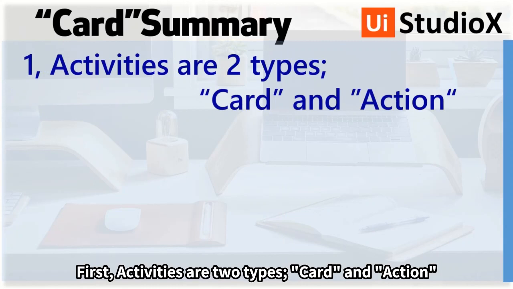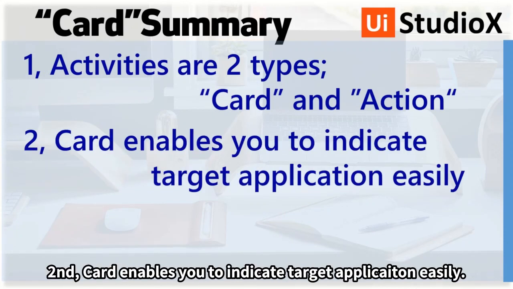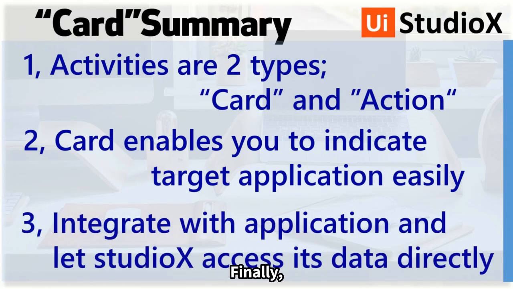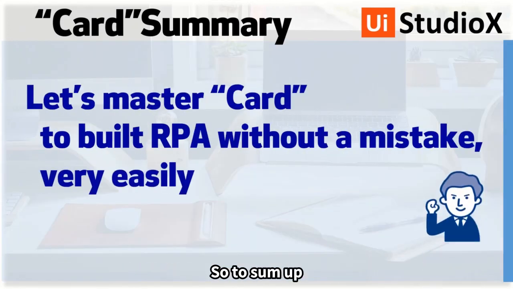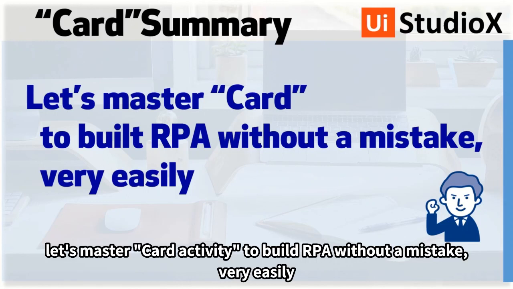Okay, let's quickly summarize. First, activities are two types, card and action. Second, card enables you to indicate the target application easily. Finally, card indicates the application and lets StudioX access its data directly. So to sum up, let's master the card activity to build RPA without a mistake very easily.